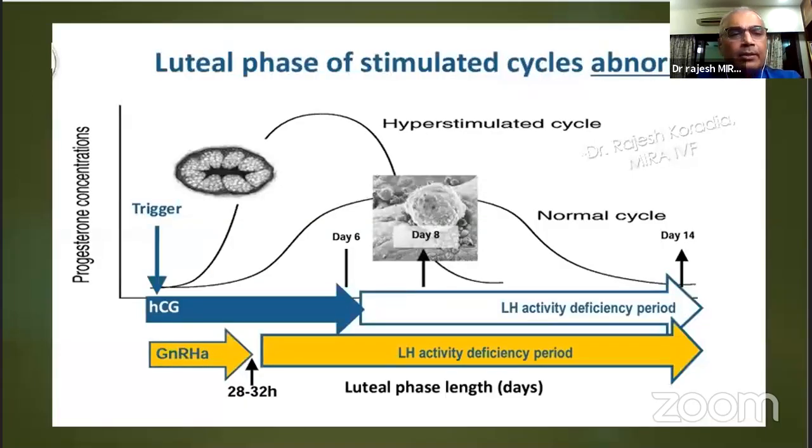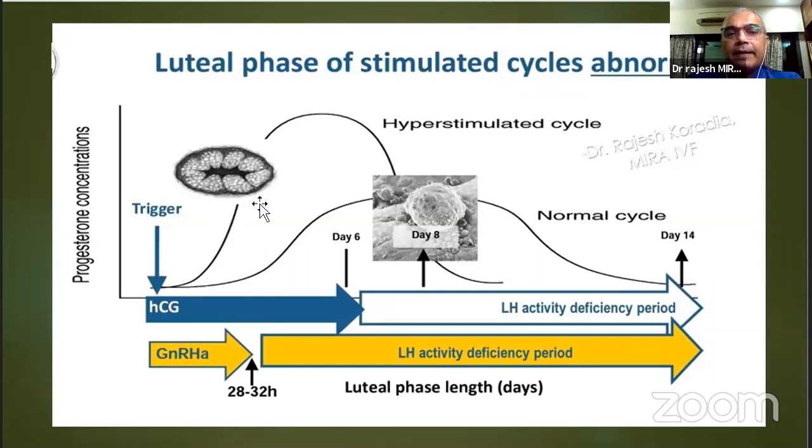Last few slides only. So in a normal cycle, the peak progesterone level is maintained at the highest level. See, this is a normal cycle. The peak progesterone level is maintained at the highest level from cycle day 6 to 10 days following the LH surge.